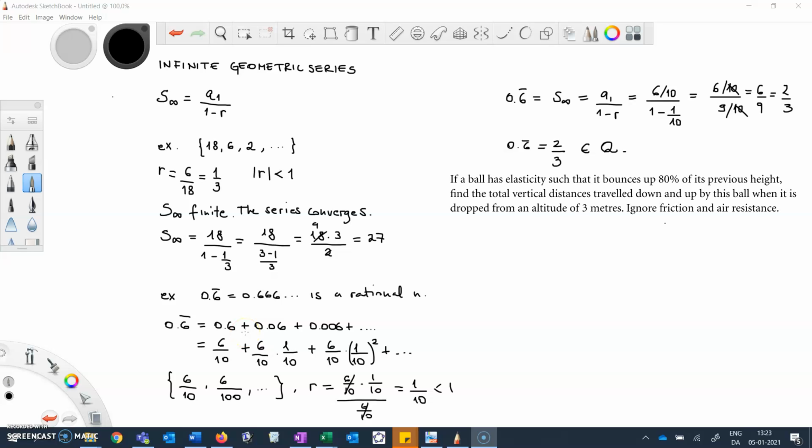So I hope you understood the problem. The ball starts from a certain height, which is 3 meters, and it gets dropped on the floor. It bounces again at a height that is actually 80% of 3 meters, which, I calculated before, is 2.4 meters. And it's going to the floor, and then it's jumping up again, right, to a height that is 80% of 2.4 meters, and so on. And we have to calculate the sum of these vertical heights.